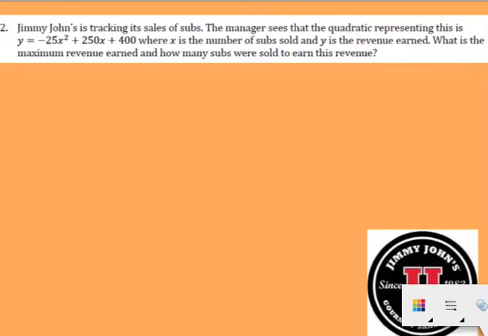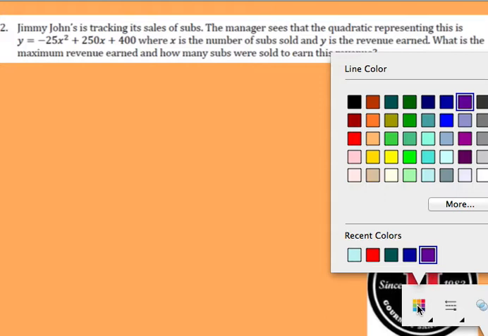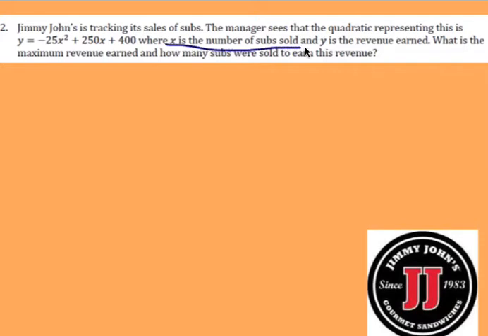It says Jimmy John's is tracking its sales of subs. The manager uses the quadratic representing this: negative 25x squared plus 250x plus 400, where x is the number of subs sold and y is the total revenue. What is the maximum revenue, and how many subs were sold to reach this revenue?